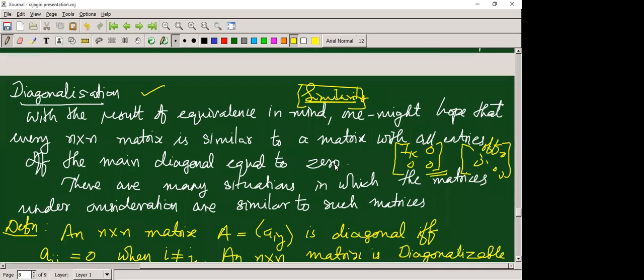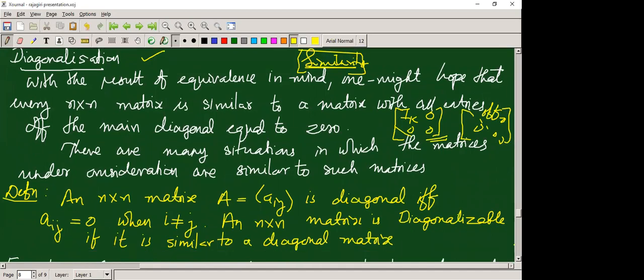Or posing it another way, can we represent an equivalence class under similarity, or name an equivalence class in the relation similarity, using a matrix of this form, or whether there exists a canonical matrix of this form where the off-diagonal entries are 0. But this is not always true. There are many situations in which matrices under consideration are similar to such matrices, but it is not generally true. Such matrices are called diagonal matrices.